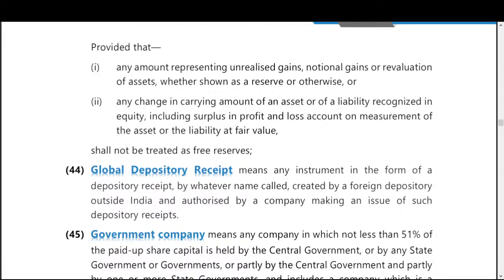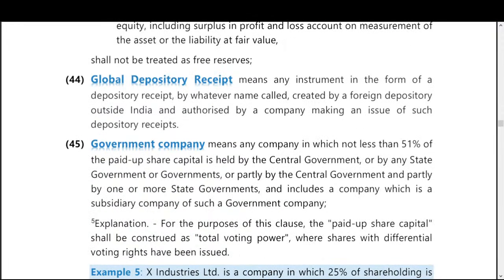Alright. Global depository receipts means any instrument in the form of a depository receipt, by whatever name called, created by a foreign depository outside India and authorized by the company making an issue of such depository receipts.